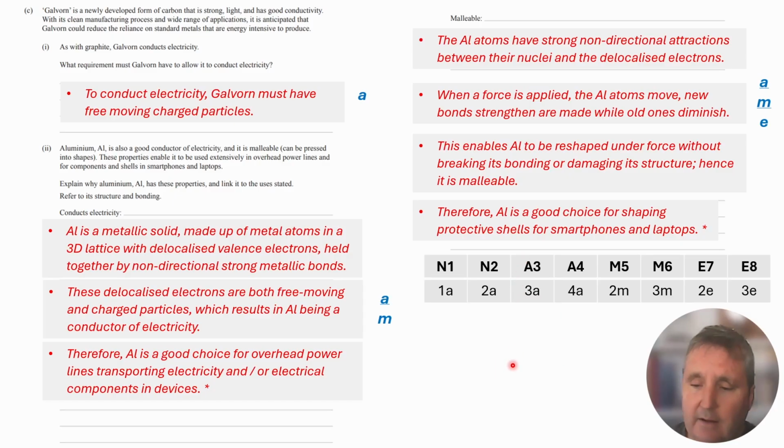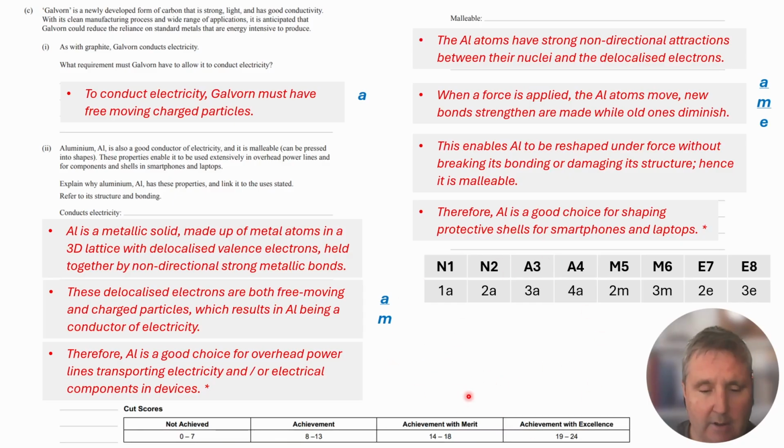Now, if you got 3 E's here, so we're looking back at these last two questions, then you're an E8, 2 E's E7, 3 M's M6, 2 M's M5, and then 4, 3, 2, 1 for the A4 down to N1. Now, the cut-offs here for the whole paper were, if you got 8 to 13, you got achieved, 14 to 18 merit, and 19 to 24 is excellence. That's pretty standard for a paper.